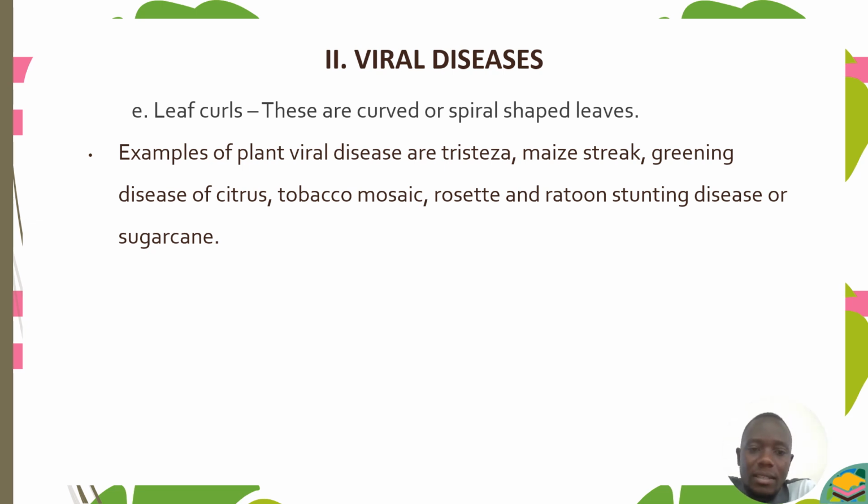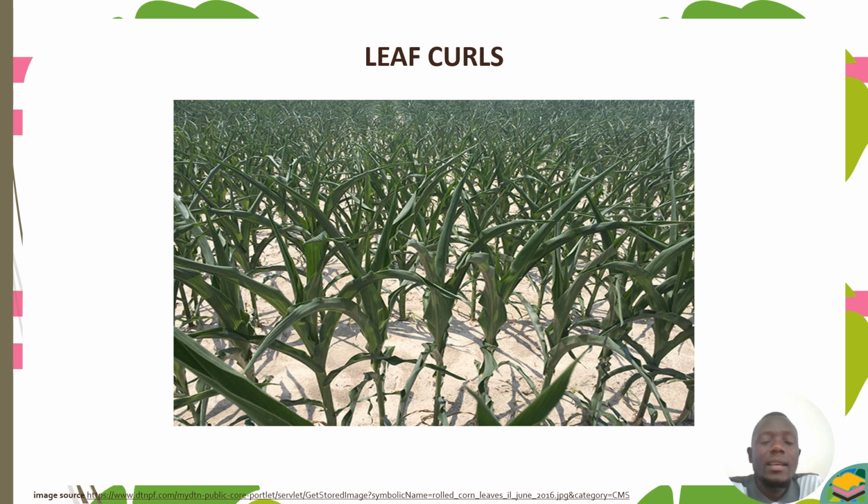Then I've got leaf curls. These are curved or spiral-shaped leaves. Sometimes you find that the leaves are curved or spiral-shaped, not because the plant is like that, but because of viral disease. Examples of plant viral diseases are tristeza, maize streak, greening disease of citrus, tobacco mosaic, rosette, and ratoon stunting disease of sugarcane. These are some of the examples of plant viral diseases. This is just a picture of leaf curls. You can see how the leaves are. That one is because of this viral disease.